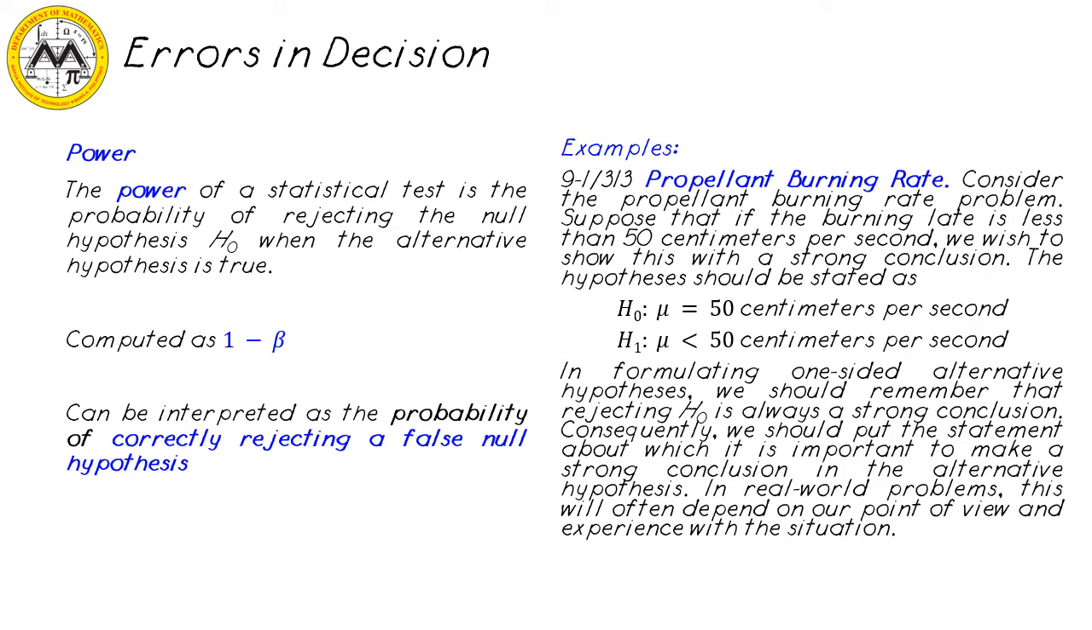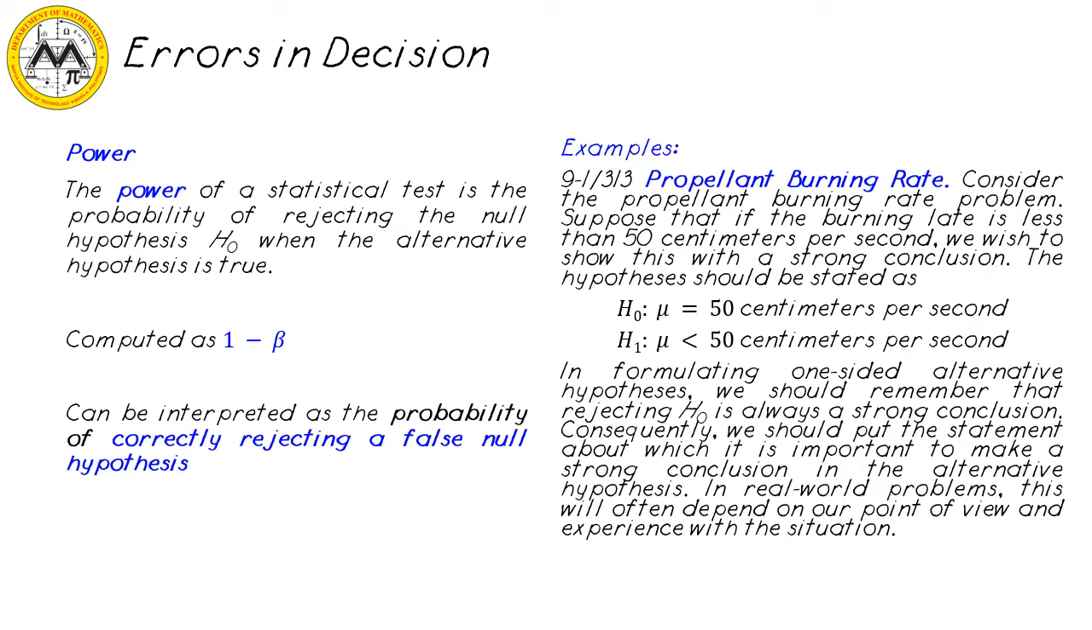As an example, consider the propellant burning rate problem. Suppose that if the burning rate is less than 50 centimeters per second, we wish to show that this is a strong conclusion.